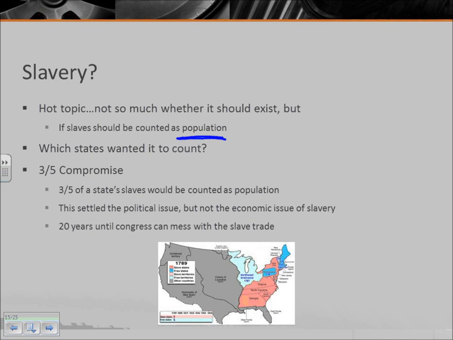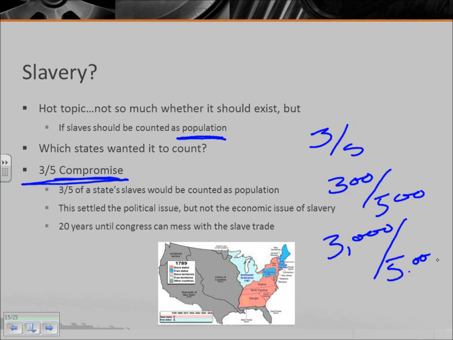So what do they do? They come to another compromise. This one's known as the three-fifths compromise, where for every five slaves, you count three of them. So three-fifths of the slaves would be counted as population. So you have three out of five, or let's say you have 300 out of 500, or 3,000 out of 5,000. And that's just how the counting would go.